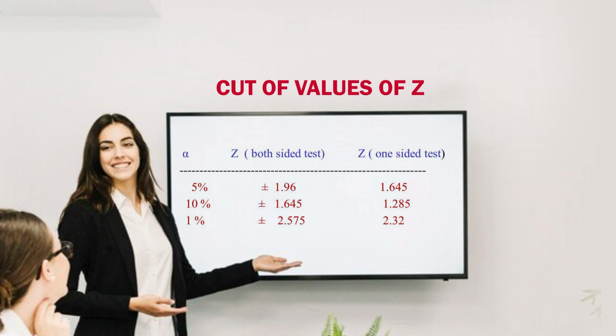Now if we take alpha equal to 1%, the cutoff values are plus minus 2.575 for both-sided test, and for one-sided test the Z value is 2.32. Now whether it will be minus or plus, we have to look at the alternative hypothesis. If the alternative hypothesis is of less than type, then it will be negative. If the alternative hypothesis is of greater than type, then the value would be positive.